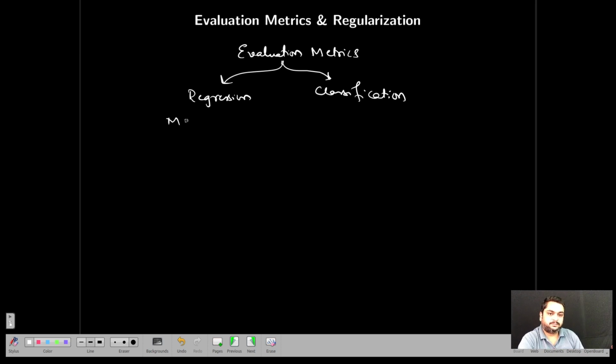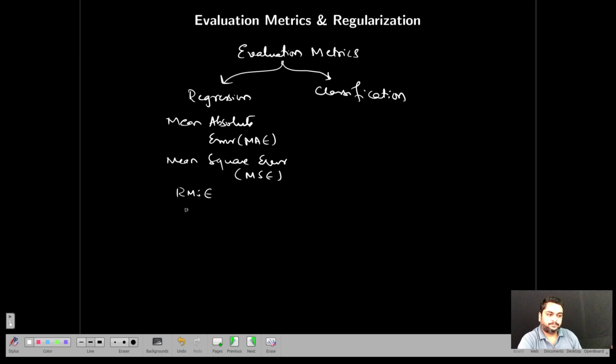So what have you seen in regression? For example, you have seen evaluation metrics such as mean absolute error, MAE. You have seen mean square error. In linear regression, you have seen all this. You have also seen root mean square error, then R square, adjusted R square, and standard errors, all those things for regression.